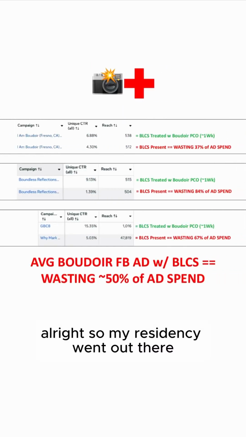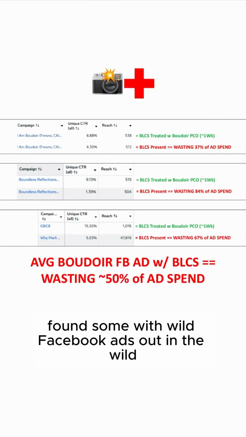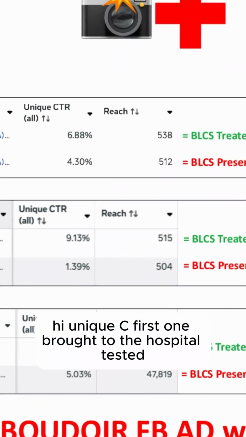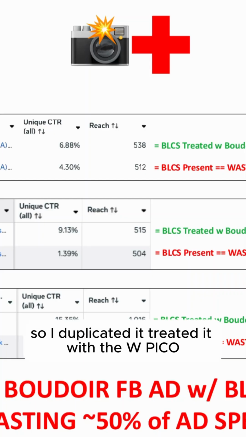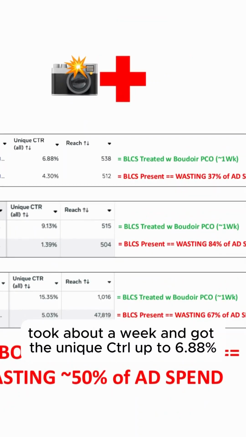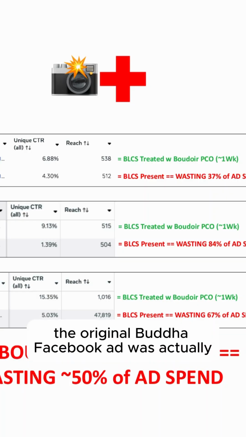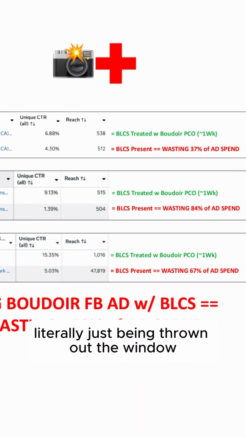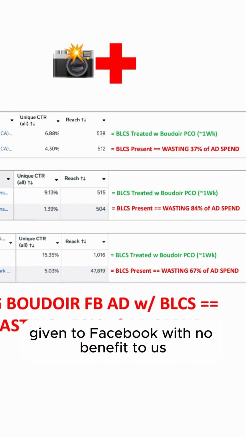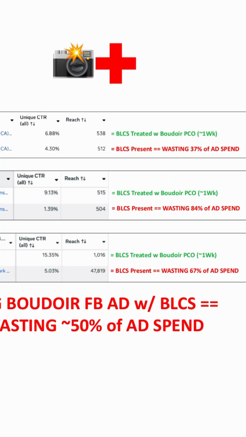All right, so during my residency, I went out there and found some Boudoir Facebook ads out in the wild. I brought the first one to the hospital, tested it, and it had a unique CTR of 4.3%. So we know BLCS is present. I duplicated it, treated it with Boudoir Pico, which took about a week, and got the unique CTR up to 6.88%. So we found out the original Boudoir Facebook ad was wasting 37% of ad spend, literally just being thrown out the window, given to Facebook with no benefit to us.